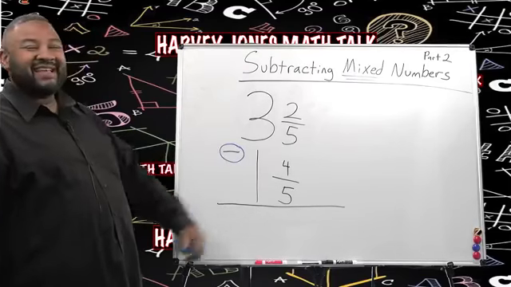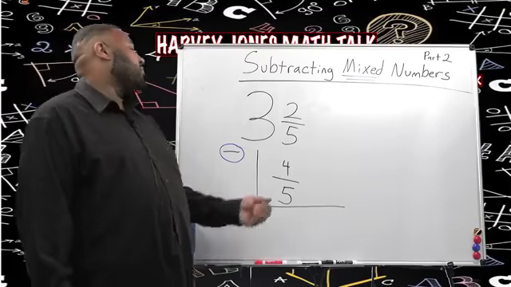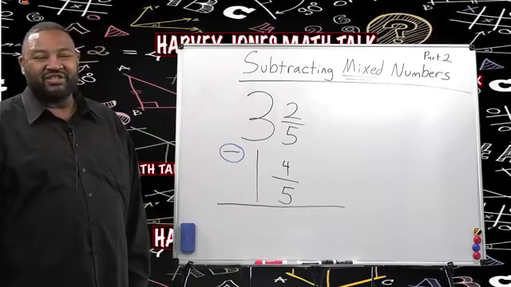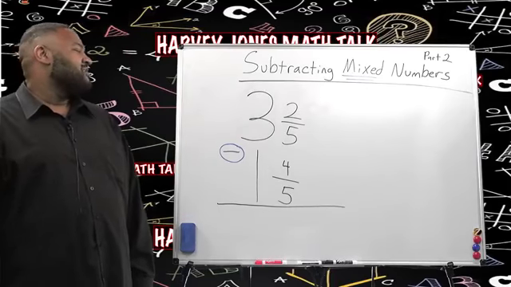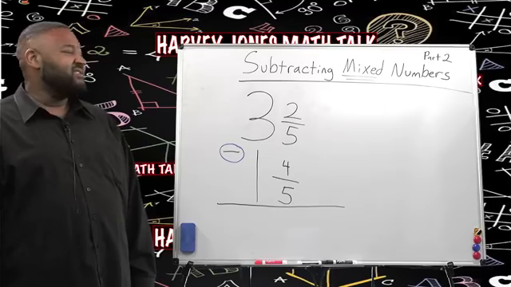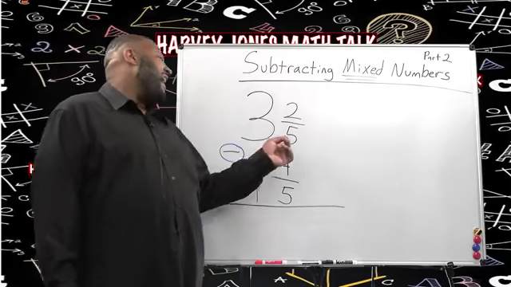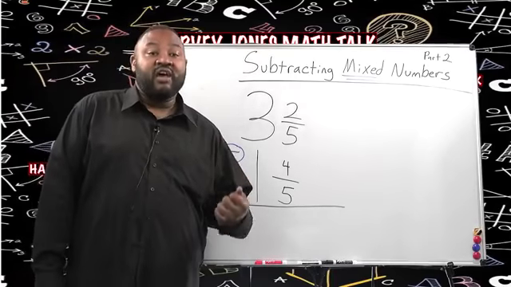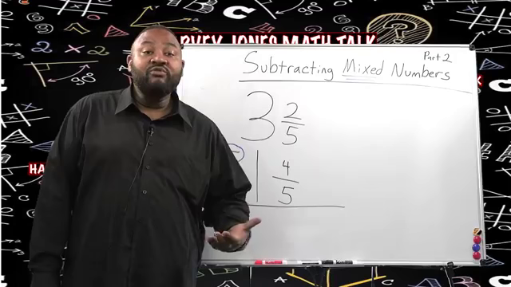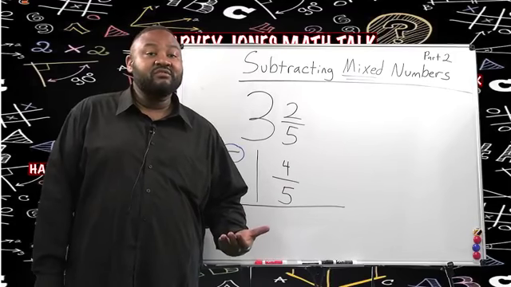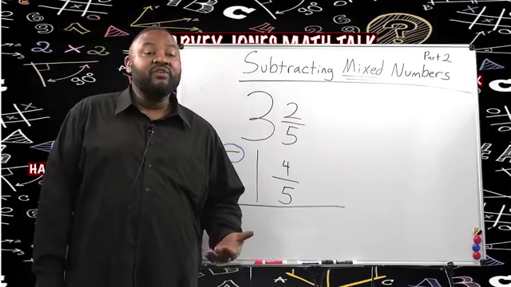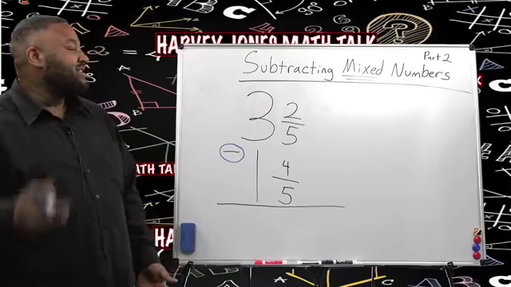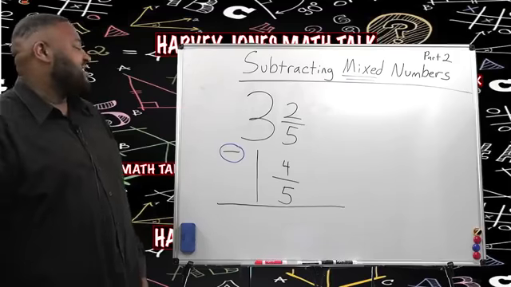Now, the next thing that I want to do right here is I'm going to turn my mixed number into an improper fraction, okay? Now, somebody said, Mr. Jones, why are you doing that? This is why. Right now, I have common denominators here. When you add or subtract fractions, you find the least common denominator.